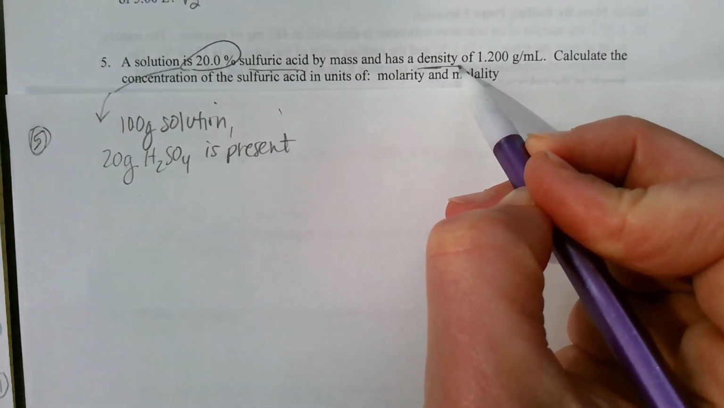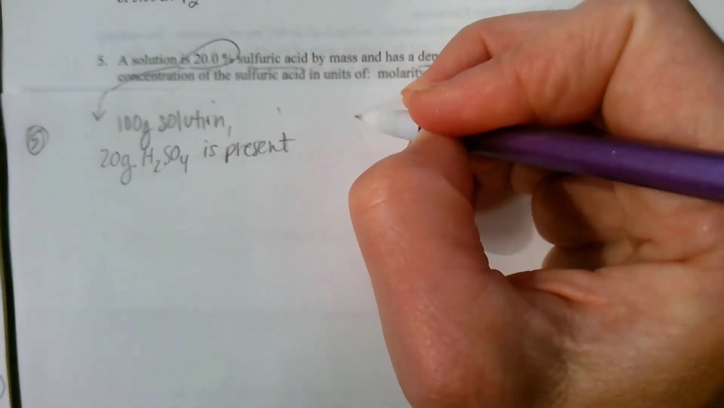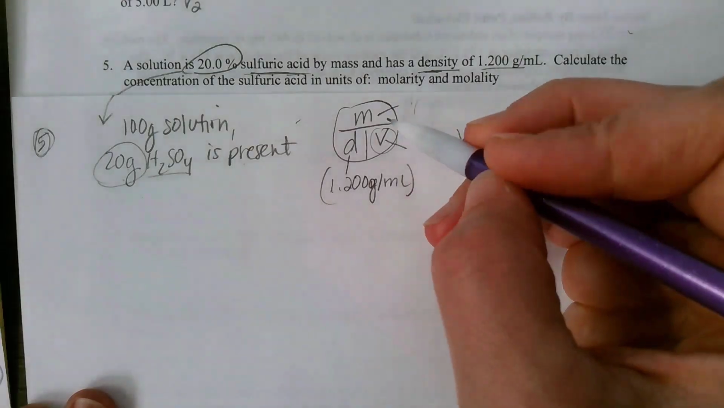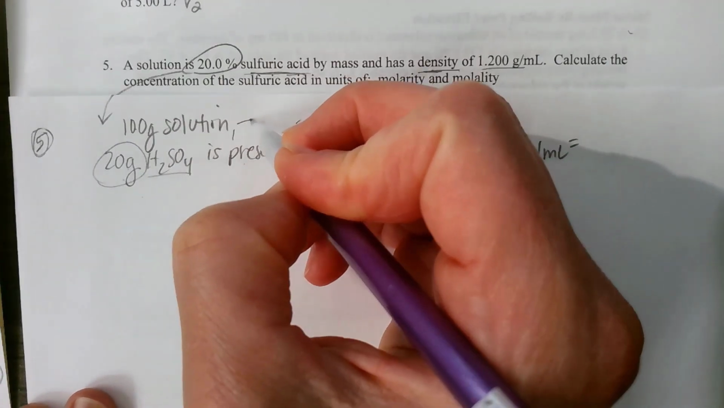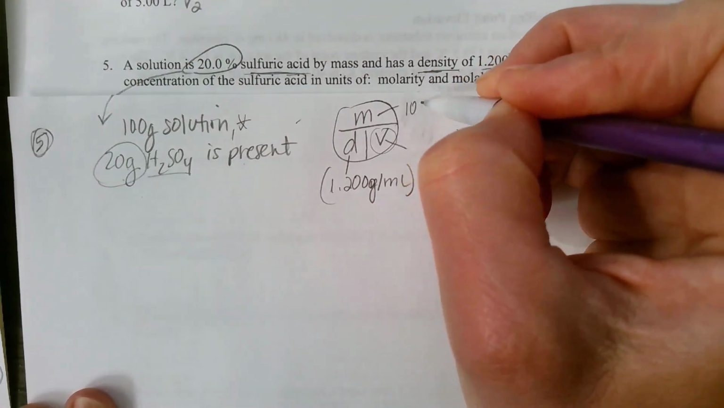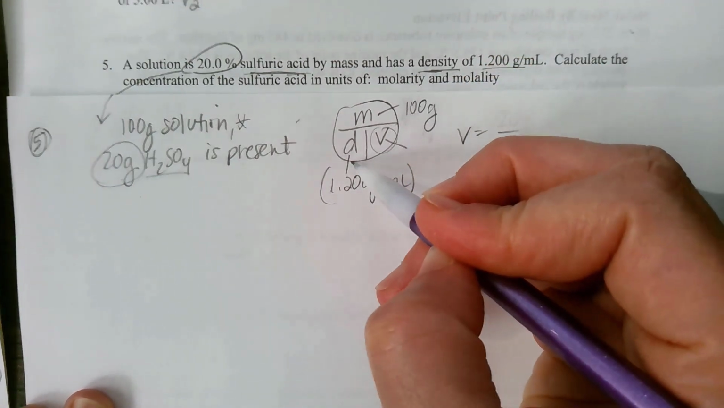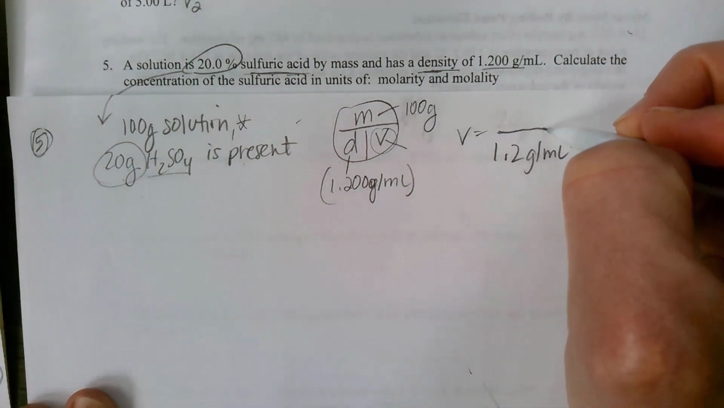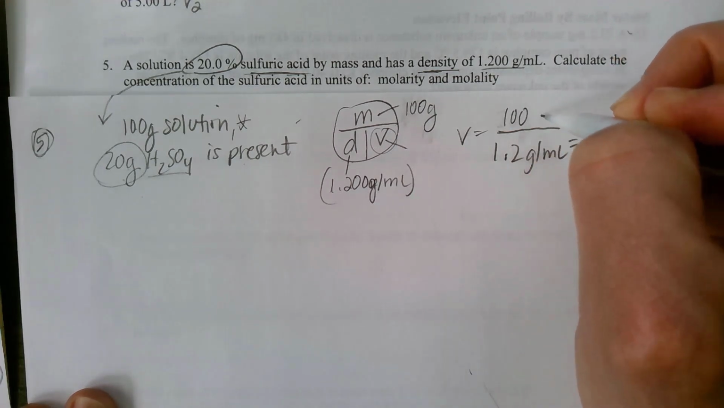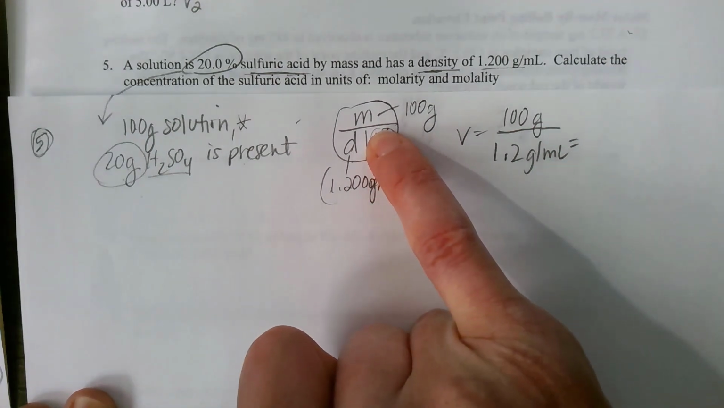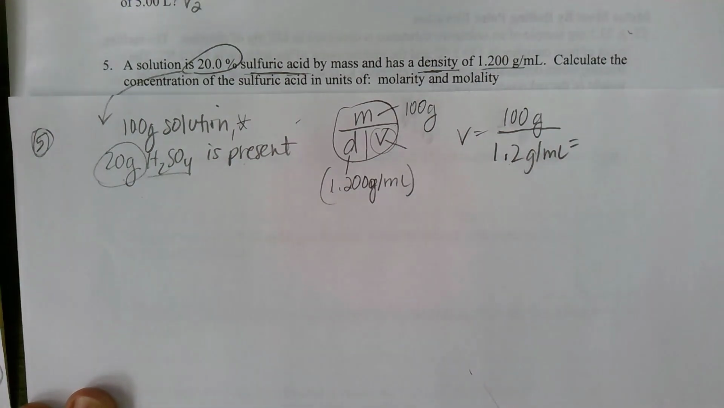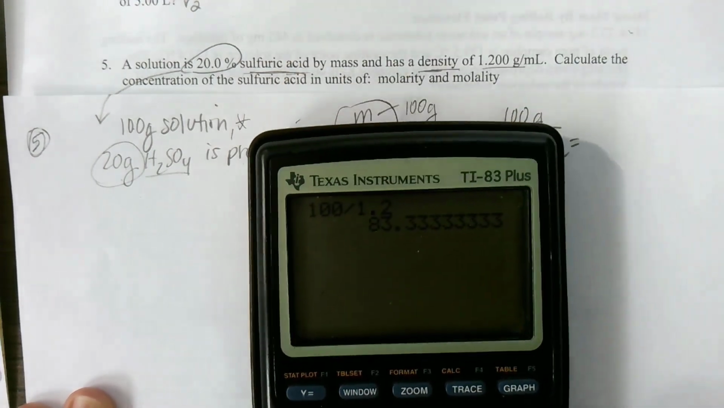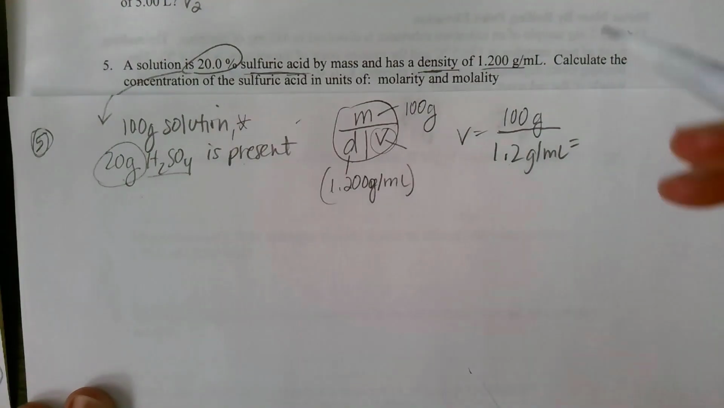Now, it says it has a density of 1.2 grams per milliliter. So we know that density is mass divided by volume. Well, I know that the mass of the solution is 100 grams, and I know the density of the solution is 1.2 grams per milliliter. So let's solve for the volume of the solution. We'll just do 100 grams, to find volume as mass divided by density. So 100 grams divided by 1.2 grams per milliliter, we should get 83.3 milliliters.